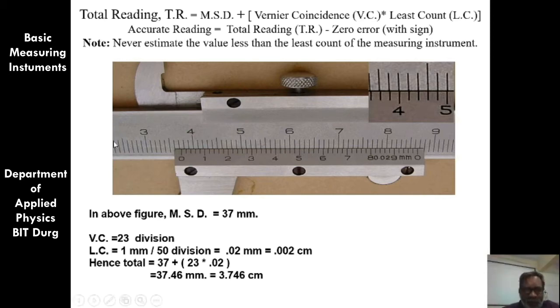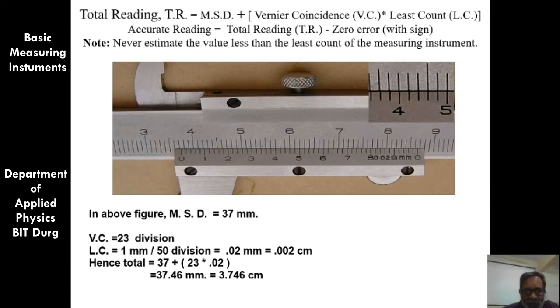Now, when I am asking you to find the value of the reading on this vernier scale, you see, this is the reference line of the vernier scale. This reference has crossed this division, that is 3.5, 3.6 and 3.7. 3.7 has been crossed, but 3.8 has not been crossed. So main scale reading becomes equal to 37 mm or 3.7 centimeter.